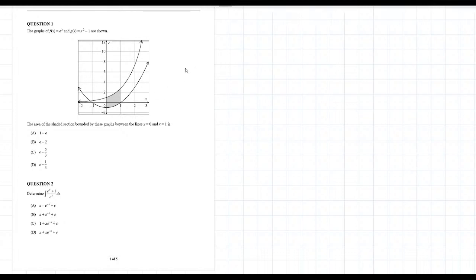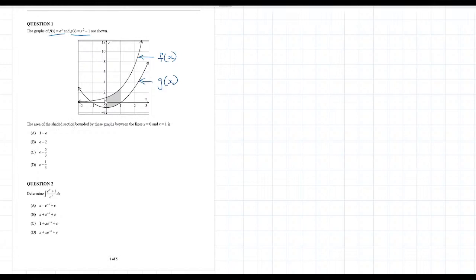So here we're trying to find the area bounded by these graphs, which are f(x) = e^x and g(x) = x² - 1. So that's our graph, that's g of x, and this is f of x.